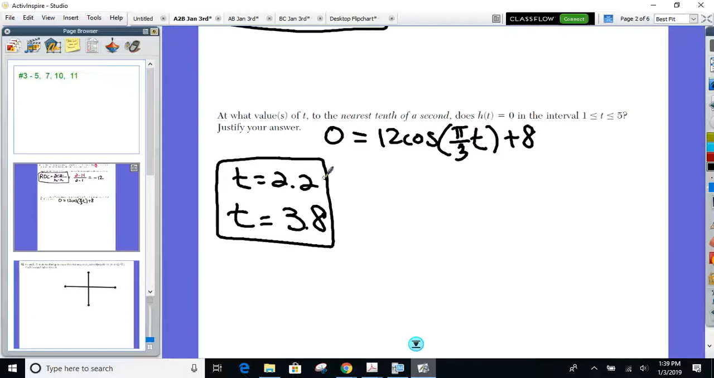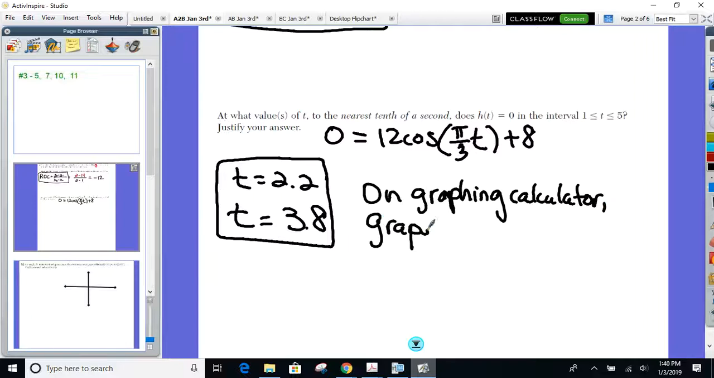Not done though. Anybody know why? Don, what do you got? You're right. Yeah, justify it. How'd you get that? You just can't leave it there. How'd you get it? And you know what we're going to write here? It's totally legal, acceptable, on the graphing calculator. Tell me what you did. Where did we go, guys? Tell me what we did. Graph the equation on the graphing calculator.